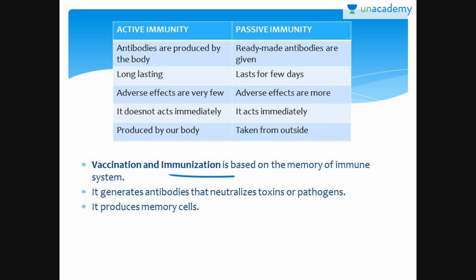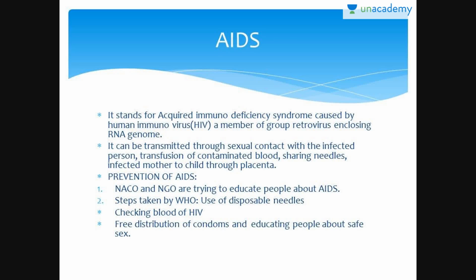Vaccination and immunization are based on the memory of the immune system. It generates antibodies that neutralize toxins or pathogens, and it produces memory cells. Now AIDS. AIDS stands for Acquired Immunodeficiency Syndrome. It is a deficiency of the immune system that is acquired during lifetime, a non-congenital disease. Syndrome means a group of symptoms.